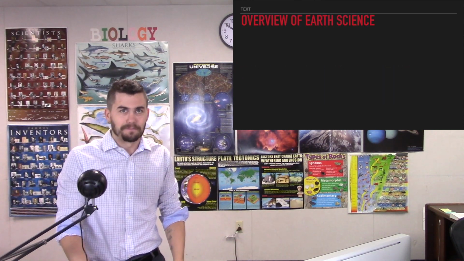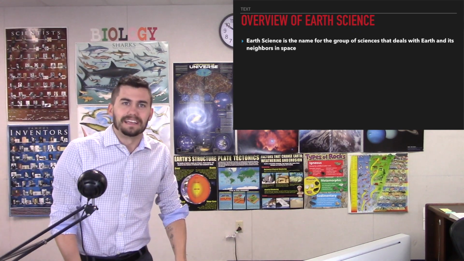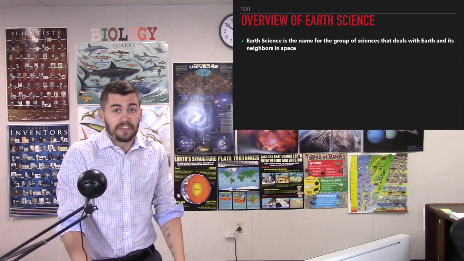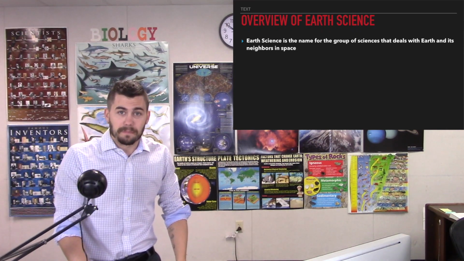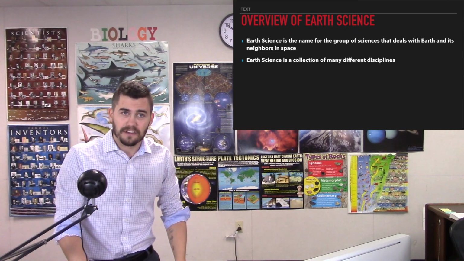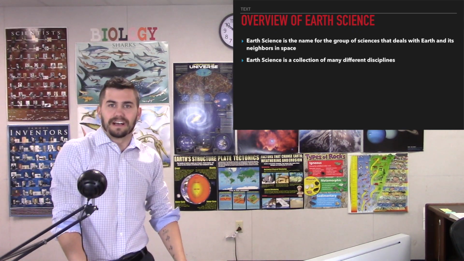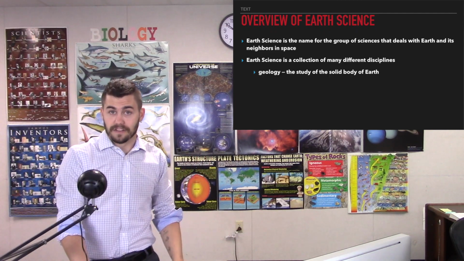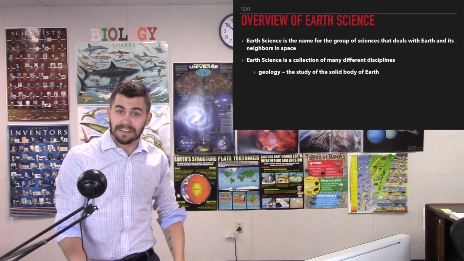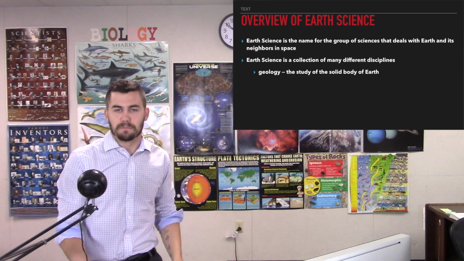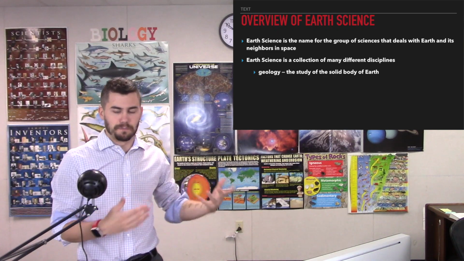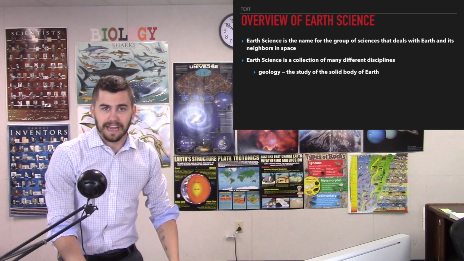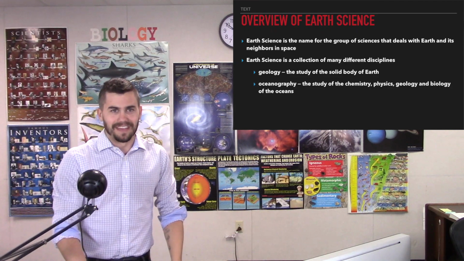So, let's get started. Earth science is really the name for all of the different groups of science that deal with Earth and also Earth's neighbors in space, the moon, other planets, and stars. So it's a collection of many different disciplines, including geology. Most of this course is a geology course where we study the solid body of the Earth, and this takes us to plate tectonics, minerals and rocks, the rock cycle, earthquakes, volcanoes, many things.